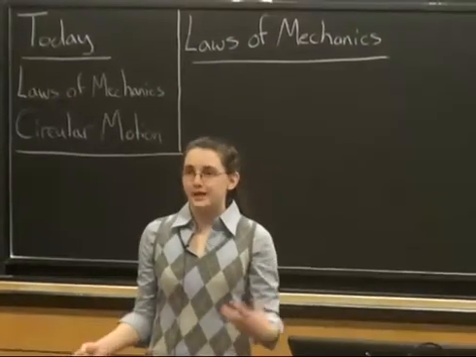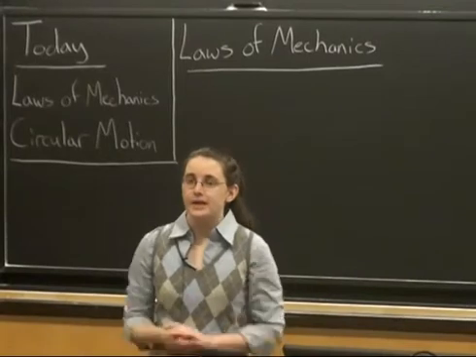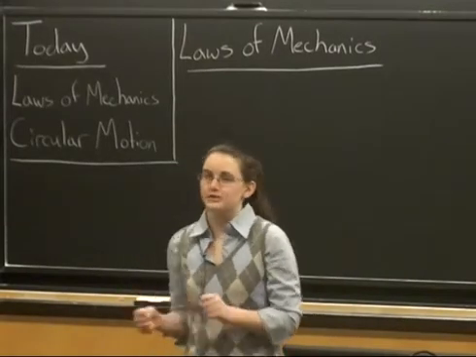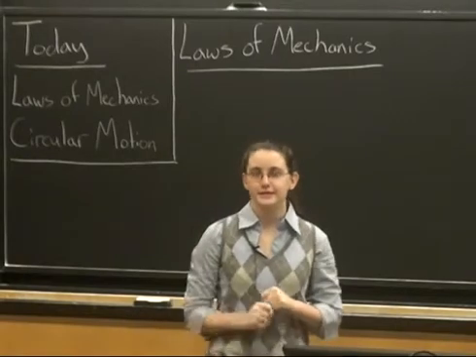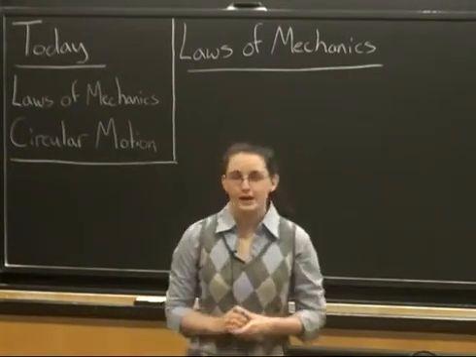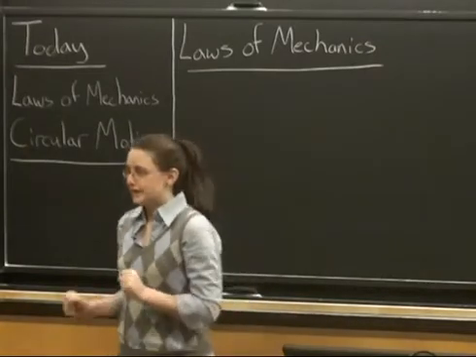So last class we talked about using angular momentum balance to describe the motion of something that's not rotating. Today we're going to use it to describe something that is, but is a point mass, because point masses are easier than distributed bodies. But before we get into that, let's review the laws of mechanics.